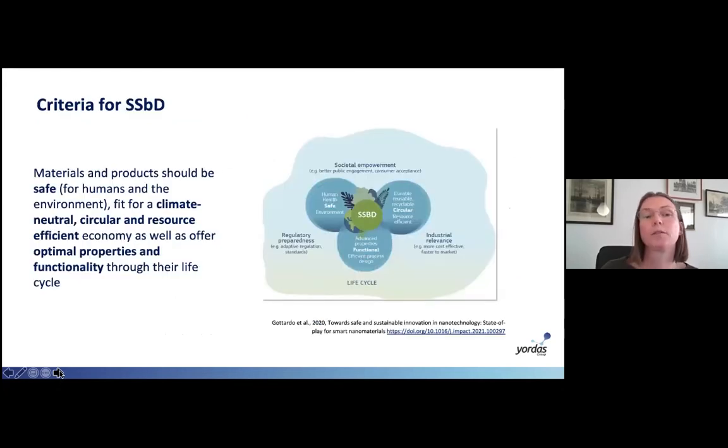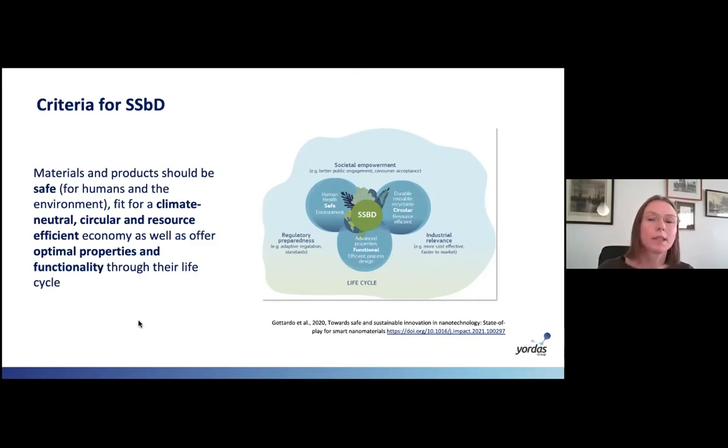So the criteria for safe and sustainable by design that were identified, also in the same nanomaterial sphere, is that they should be safe, circular, and functional, in short. Now, this obviously makes complete sense, but actually implementing that is not that easy.